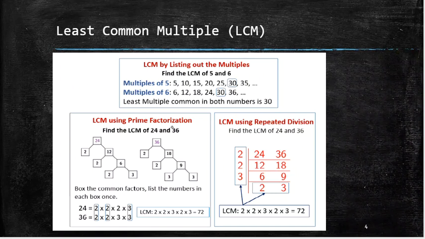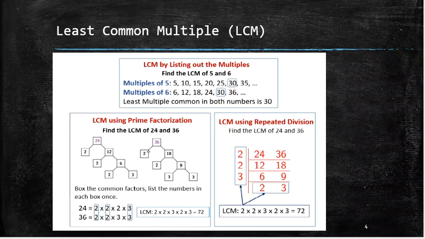By prime factorization, for example, we want to find the LCM for 24 and 36. Here, we list out all the factors of the numbers. For example, here we have 24. 24 has the factors 2 and 12. What about 12? We have the factors 2 and 6. For 6, we have the factors 2 and 3.